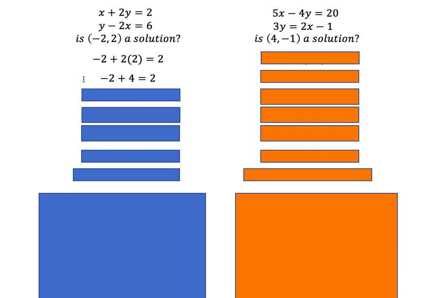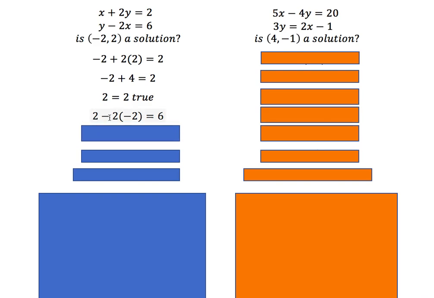Then you're going to simplify by multiplying these two 2's together to get 4. And then -2 plus 4 is going to be 2. And so 2 does equal 2, which is a true statement. You can't just stop there. You need to keep on going and plug in the -2 for x and 2 for y for the second equation, and you'll get this.